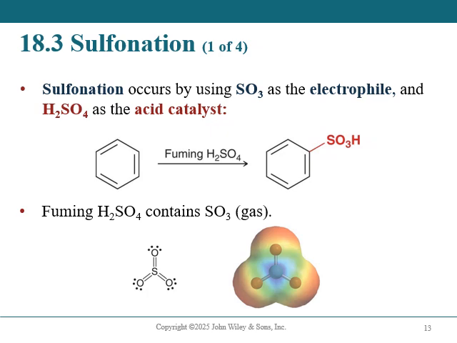Sulfonation is a separate type of reaction, right? No longer halogenation. In this case, we're adding sulfur trioxide as the electrophile and sulfuric acid as the acid catalyst. Notice that it says here fuming sulfuric acid. Typically, what that means is that you're having very, very high concentrations, almost completely pure, 97, 98% sulfuric acid. In these cases, you are going to get that sulfur trioxide in the form of a gas.